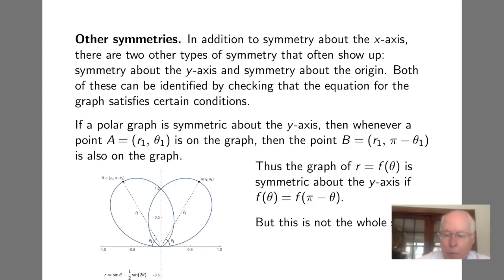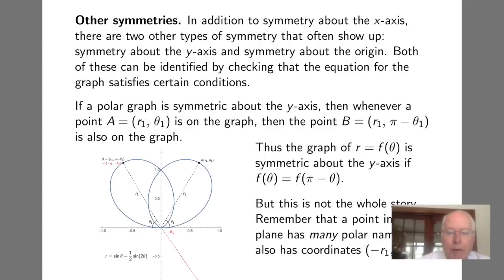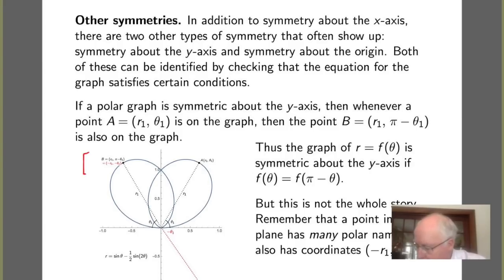Now, this is not the whole story because, as we saw in the last video, polar points have many names. So there are many, many different ways you can describe any point in the polar plane. And one thing we might notice here is that in this case, we have another way to describe this point.